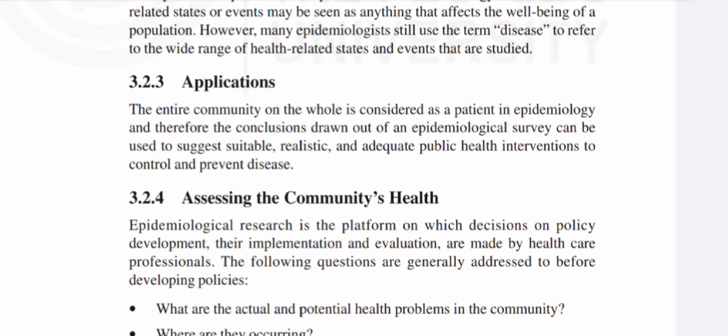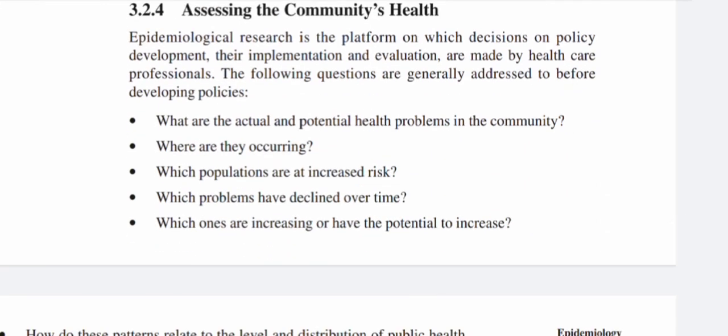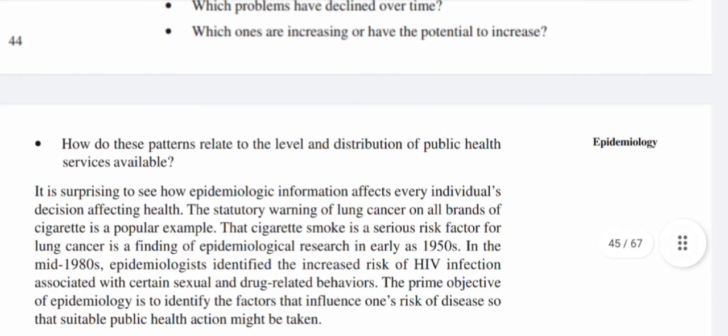The following questions are generally addressed before developing policies. What are the actual and potential health problems in the community? Where are they occurring? Which populations are at increased risk? Which have declined over time? Which ones are increasing or having the potential to increase? How do these patterns relate to the level and distribution of public health services available?